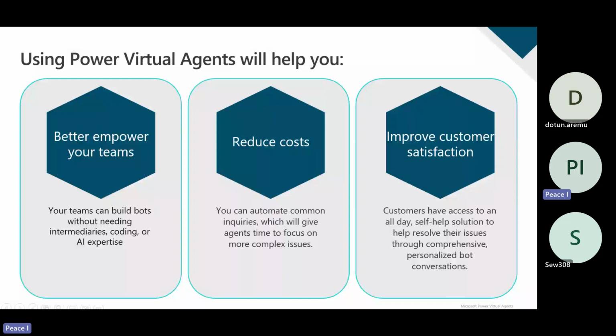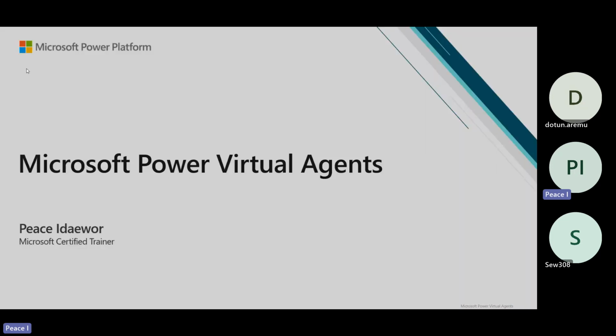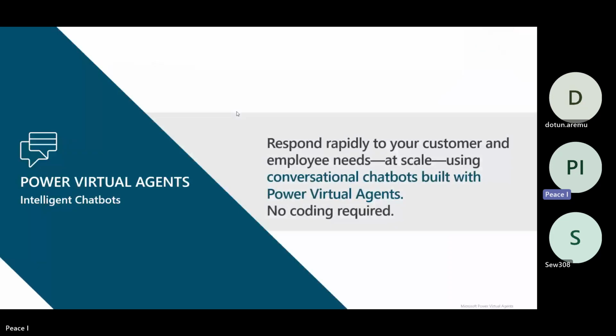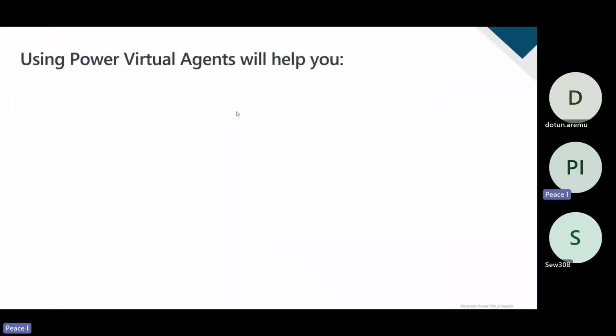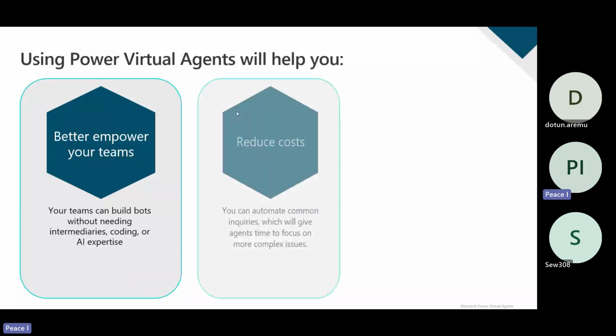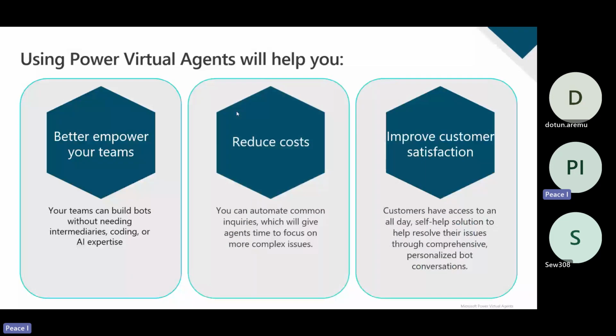So this could help. I was given an instance where a company has about 3 customer service agents. So the instance I was given, imagine if you have a bot that is able to do about 50% of what the people were doing. Of course, they are able to sufficiently and satisfactorily attend to more customers than they used to before. So these are a couple of things that Power Virtual Agents would help you to do.